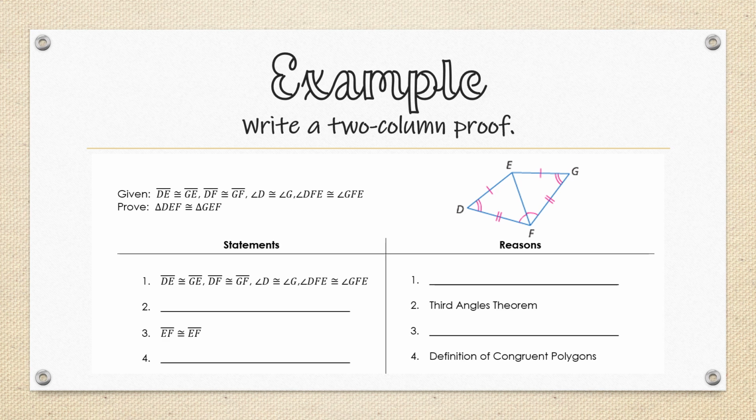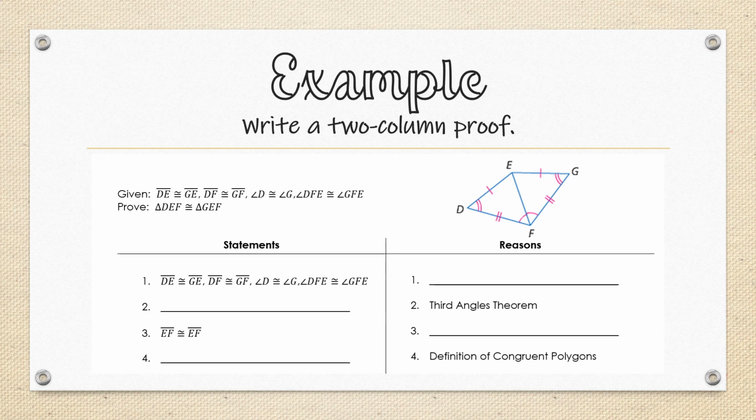We know DE and GE are congruent. That's the sides with one mark. We know DF and GF are congruent. That's the side with two marks. We know that angle D and angle G are congruent because they both have two little marks on those angles. And we know that angle DFE is congruent to angle GFE because they have one little mark. Notice on that one we have to use all three letters to name the angle because there are a couple of different angles coming off from angle F.